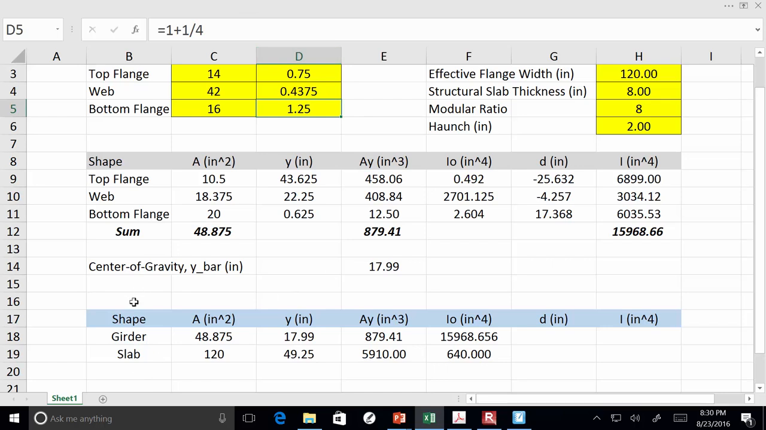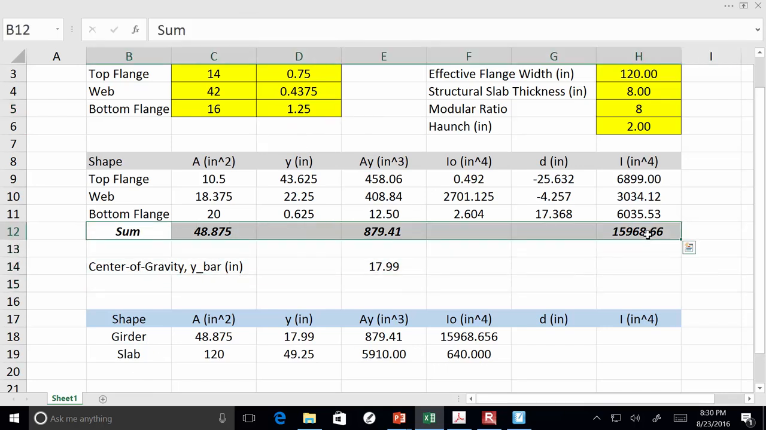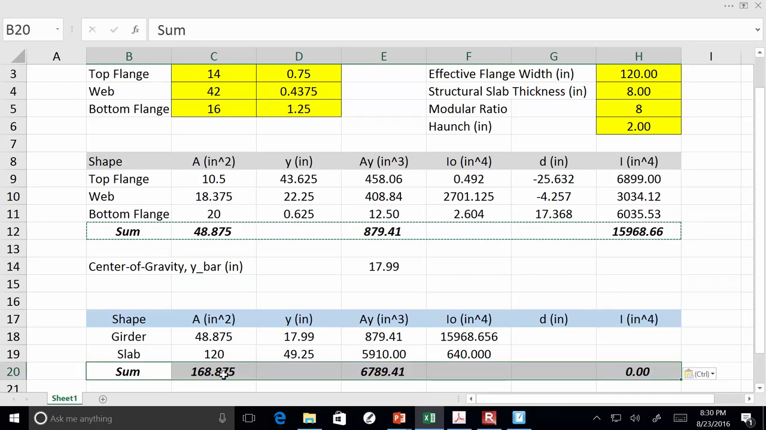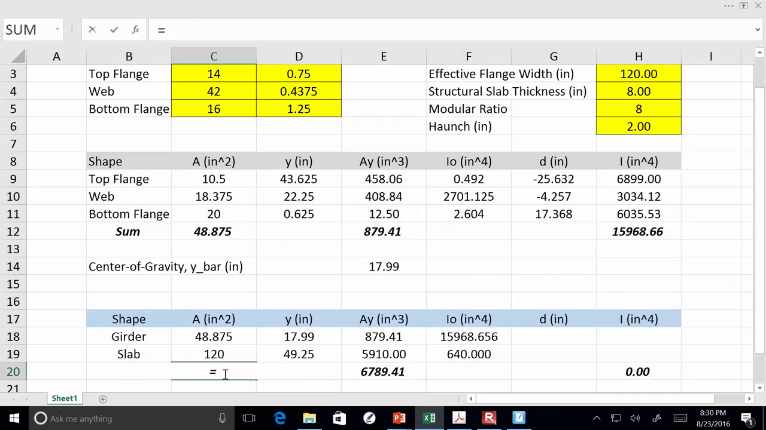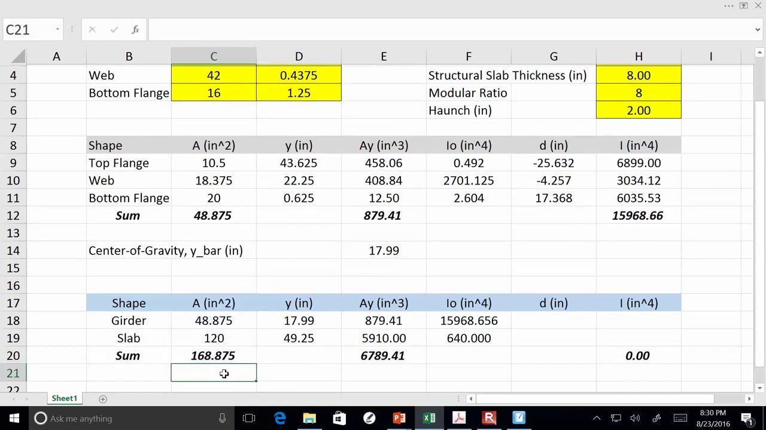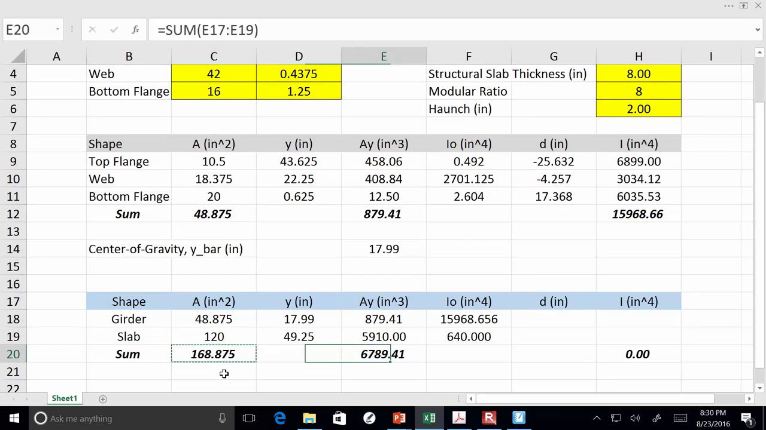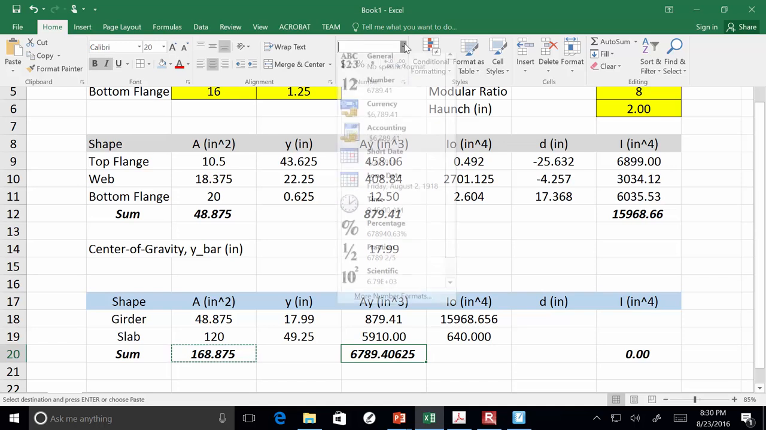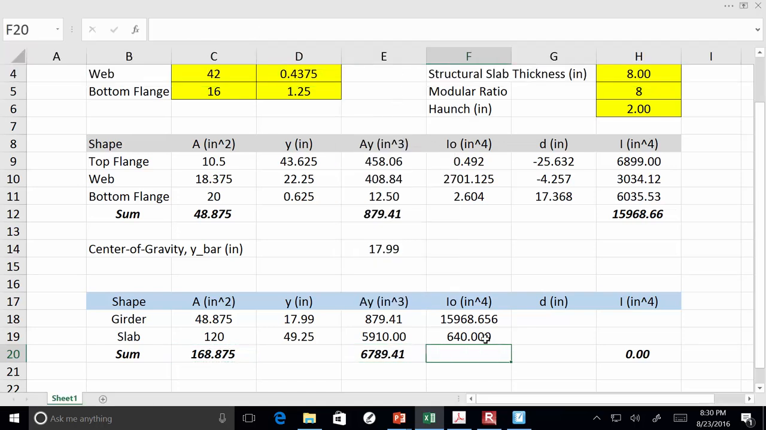All right. Let's see. Go ahead and sum that up. I might as well just copy that whole thing down. So it equals the sum of that. Sum that. Go ahead and sum that. Let's see. I can clean that up a little bit.